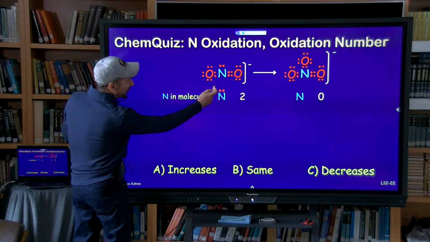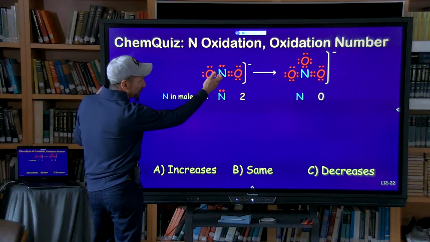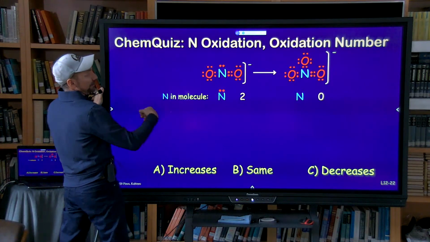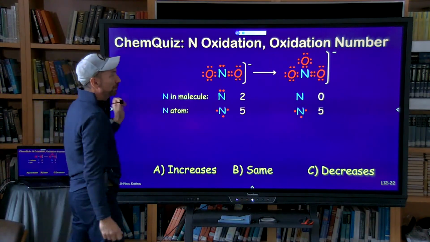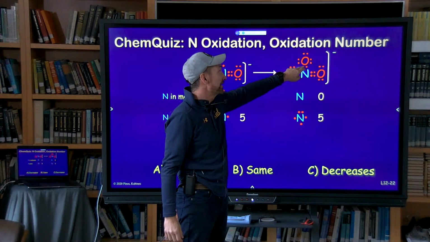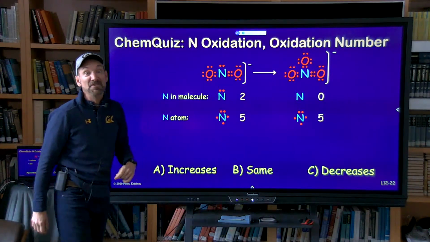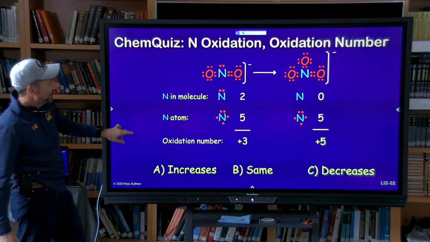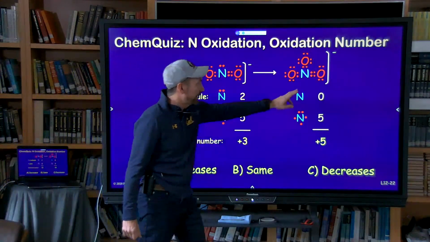So in the molecule, how do I do the oxidation numbers? Well, I treat it ionically. So oxygen gets all those, that oxygen gets all those, leaves this with 2. When you put the other oxygen on, now that oxygen gets those 2, leaves nitrogen with none. So the oxidation number changes from +3 here to +5.